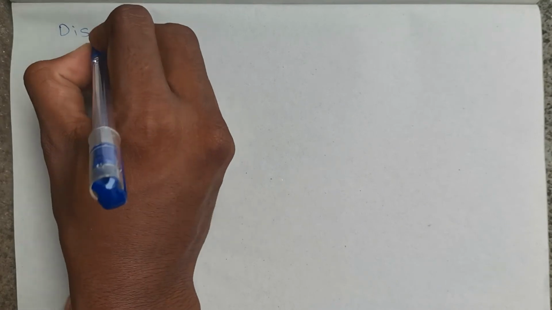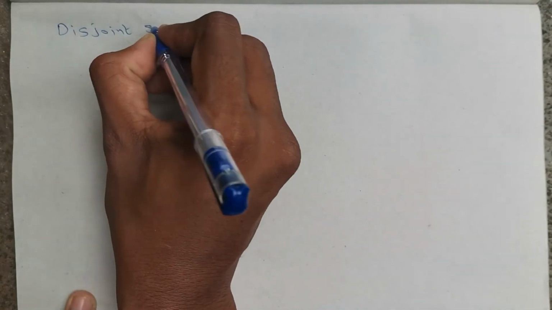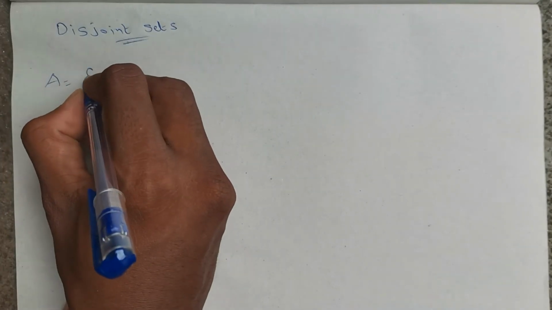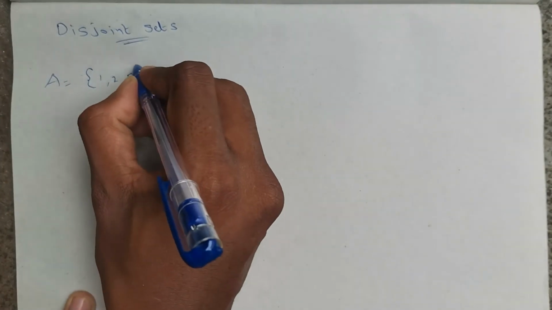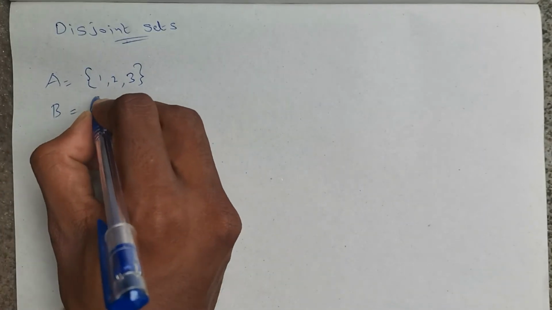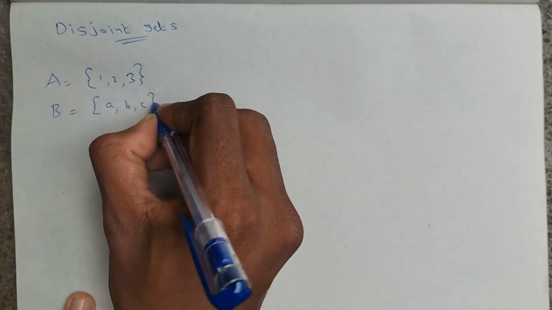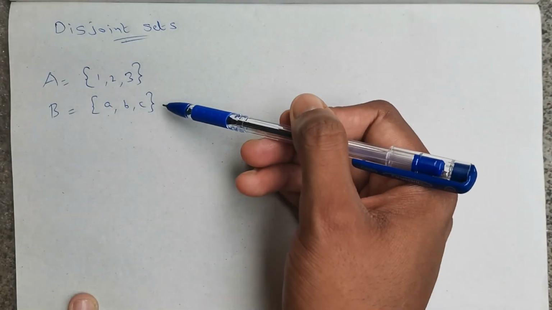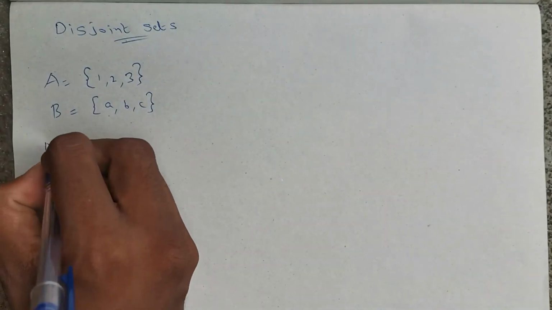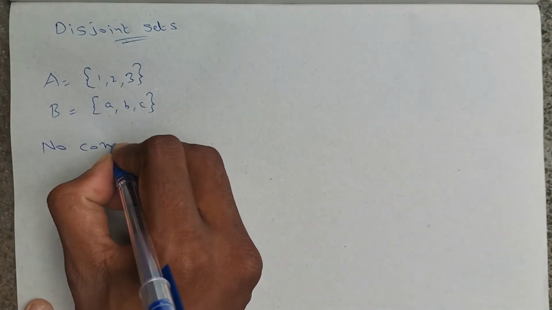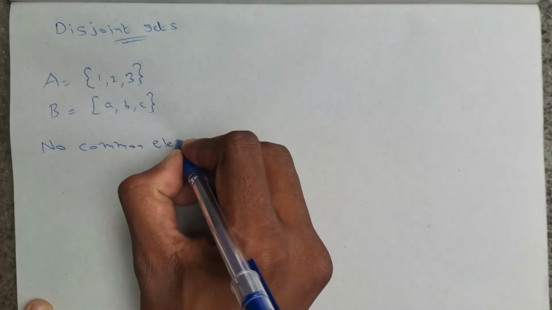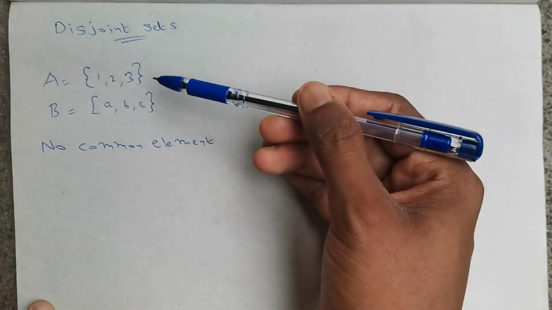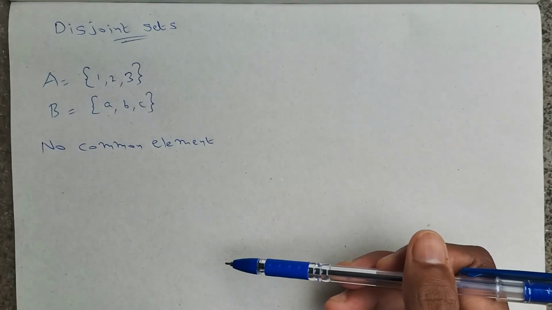The next type of set is disjoint sets. For example, we have a set A with the elements 1, 2, 3, and set B with a, b, c. If we observe set A as well as set B, we have no common element. Every element is different. No element is common in both the sets.